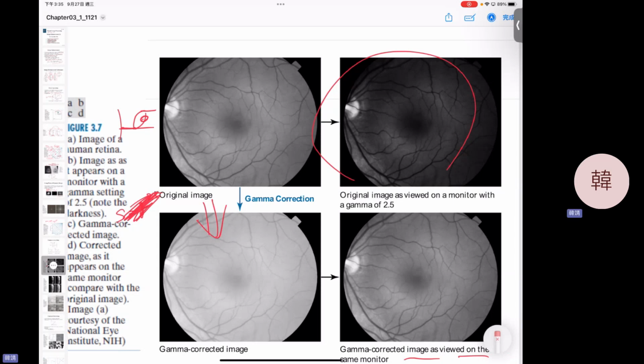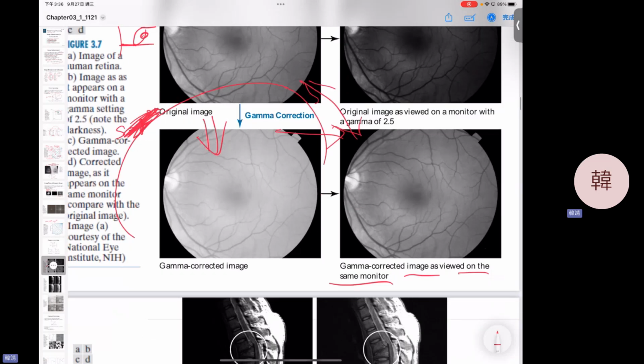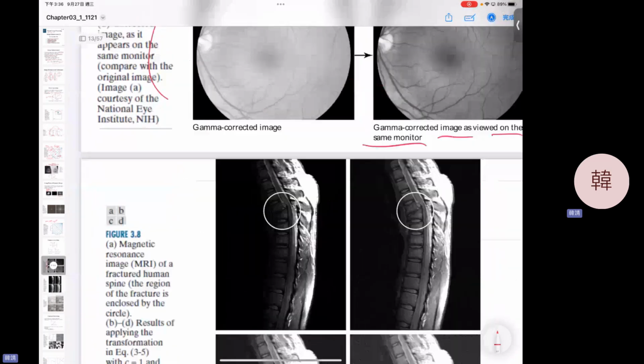The power law, when the power is greater than 1, makes the image become dark. So the monitor device has a power larger than 1. Before that, I change the image so it becomes a brightened image, and then after the gamma correction compensates, once the monitor displays it, it becomes close to our original clear image. Okay, so that's an application of the power law.